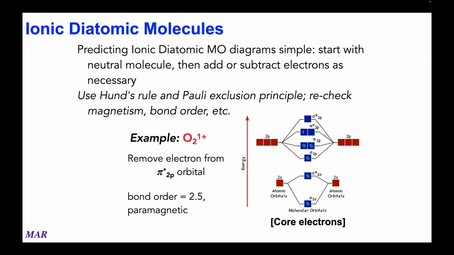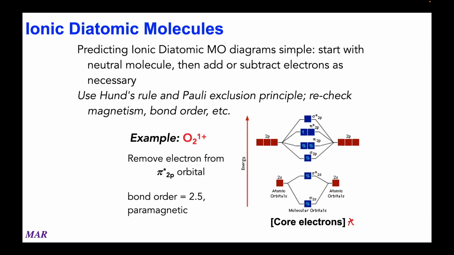And for neutral oxygen, you could write the core electrons. It would have sigma 2s and sigma star 2s, and each of those would have 2 electrons. And then as we saw earlier, oxygen neutral is sigma 2p2, pi 2p4, pi star 2p2. There were 2 unpaired electrons. But for O2 plus 1, we're going to remove an electron from the highest occupied molecular orbital. So remove one of the electrons from the pi star 2p, and either box is fine, it doesn't matter.